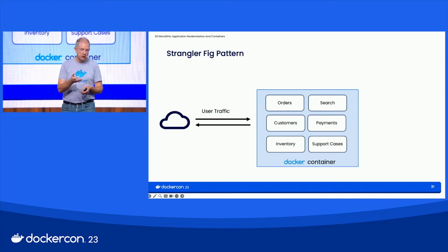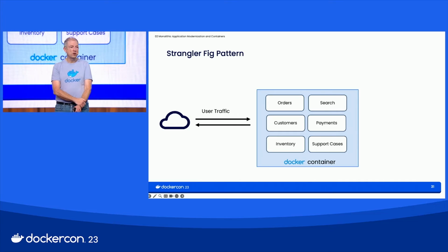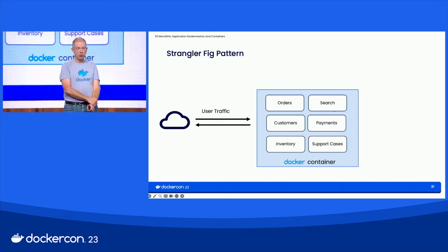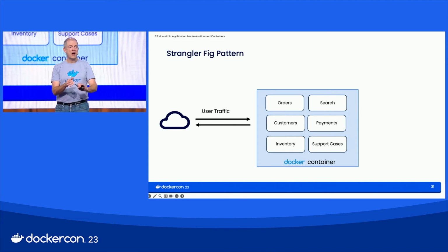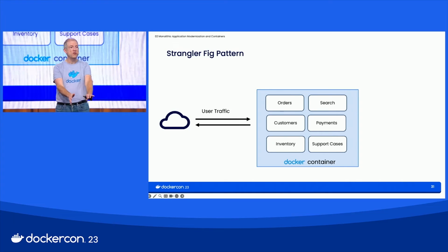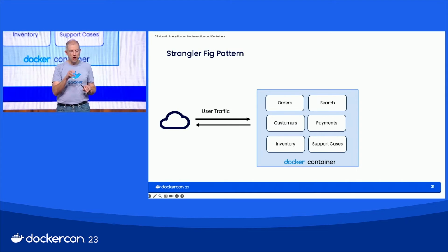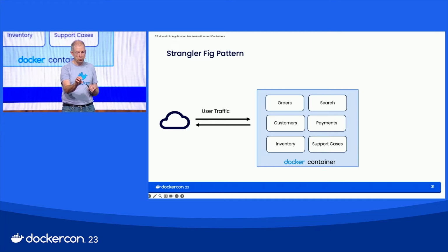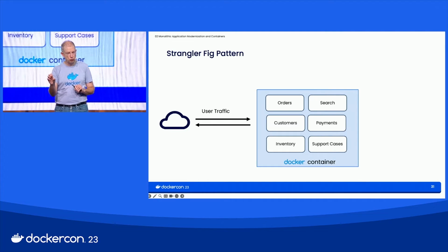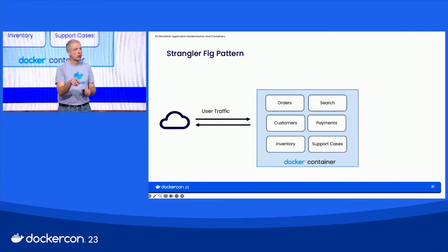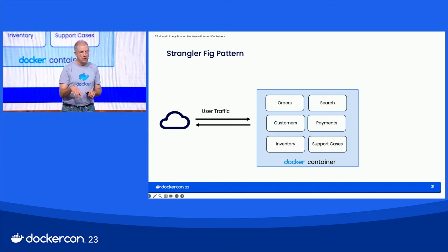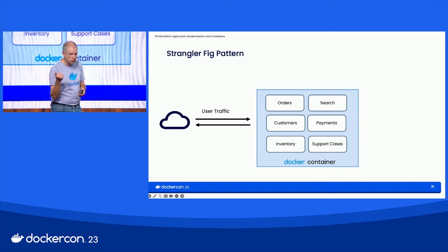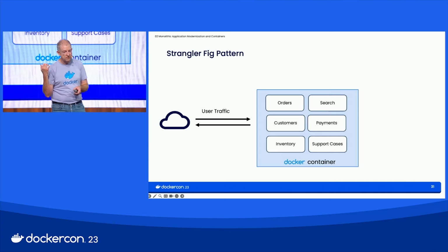So what I've done here in this example is I've done the first few steps of that. Please note, at this point, I have not changed the code in this application at all. What I've done is identify the components, understand the dependencies between those, and do a logical grouping of those components into services. So now I have orders, customers, inventory, search, payments, and support cases.